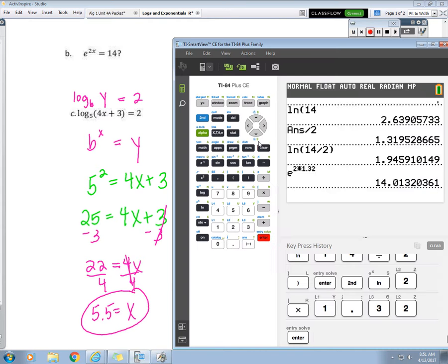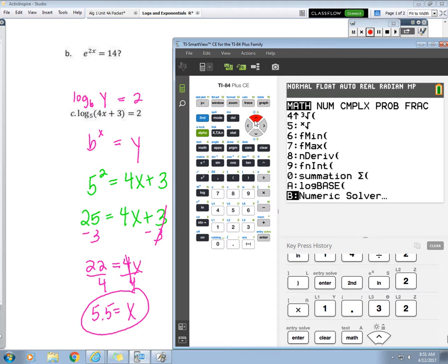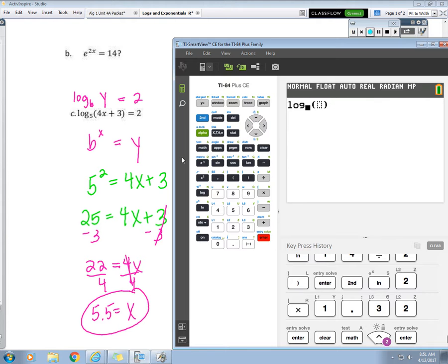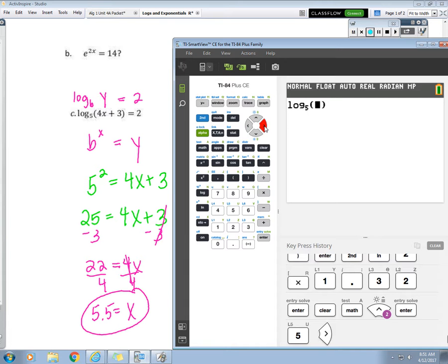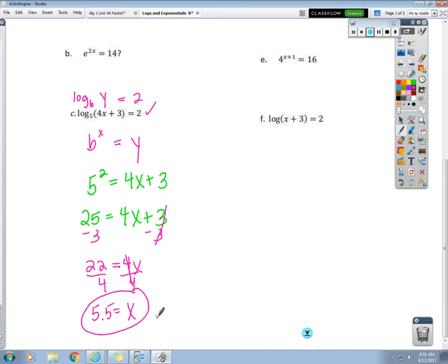And then of course you can check it, or if it had been multiple choice, you could have just done it that way from the beginning. To type in log base 5, you'll have to go to math, log base. Base is 5, and then you type in 4 times, because that's sitting by the x, so you multiply it by 5.5 plus 3, and then that equals 2. So we did it right. Okay, D.